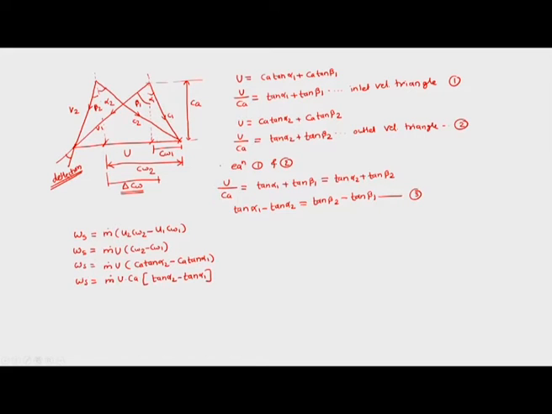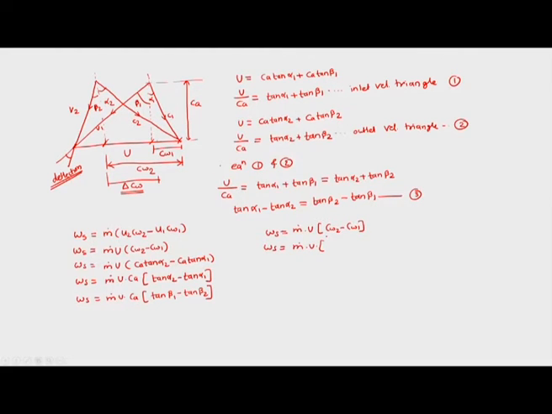Okay, and then from equation 3 we can also write Ws, the stage work input in case of a compressor, is equal to tan beta 1 minus tan beta 2. Okay, there is one more way we can write this expression. We will take Ws is equal to m dot into U into CW2 minus CW1. So Ws is equal to m dot into U CW2.